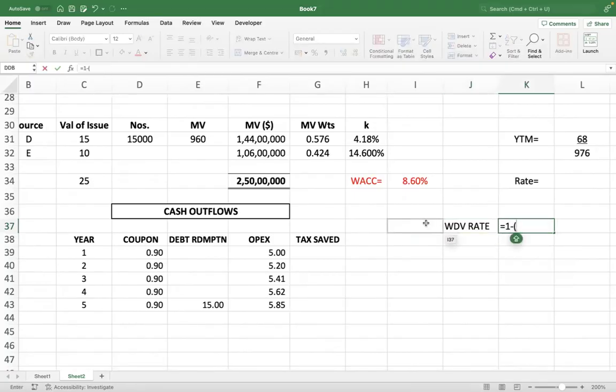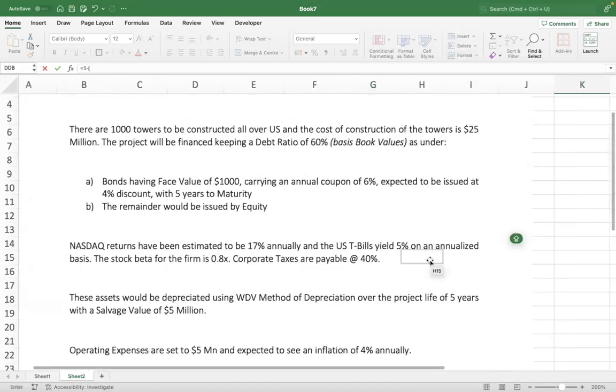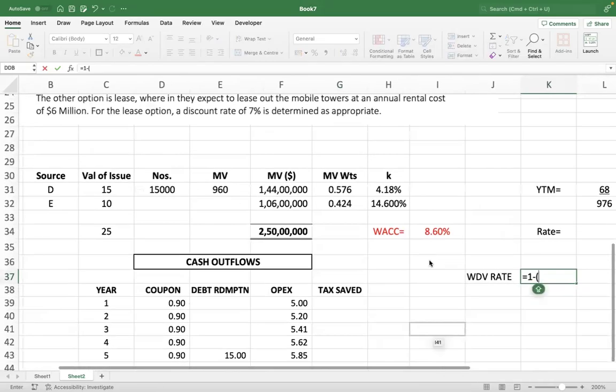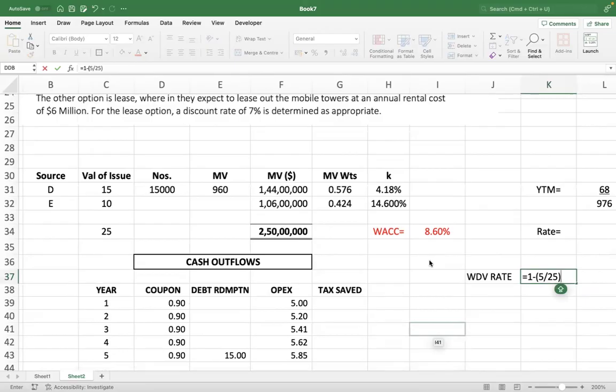1 minus salvage value कितना है उसका? 5 है ना? So 5 by 25 to the power of 1 by 5, which means your WDV rate is 27.52%. Now the question is how would you check ये रेट सही है कि नहीं?